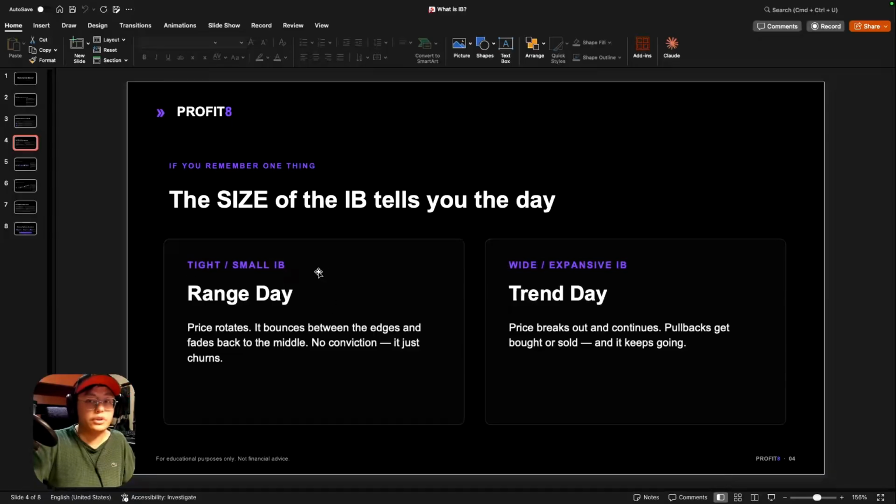So if it's really tight, it's most likely going to be a range day. Price will rotate or bounce back and forth inside the IB. At that point, you just fade back to the middle. There's no conviction in those trades, or you don't trade at all. If it's wide and big, it's most likely a trend day. Price will likely break out or continue to break out. And once it pulls back to the IB high or IB low, you buy or sell at that point and it keeps going.